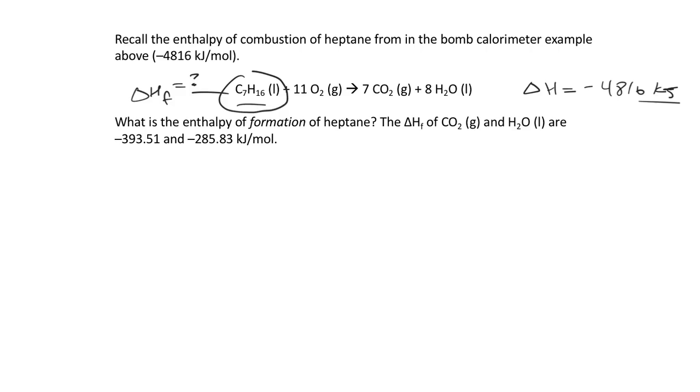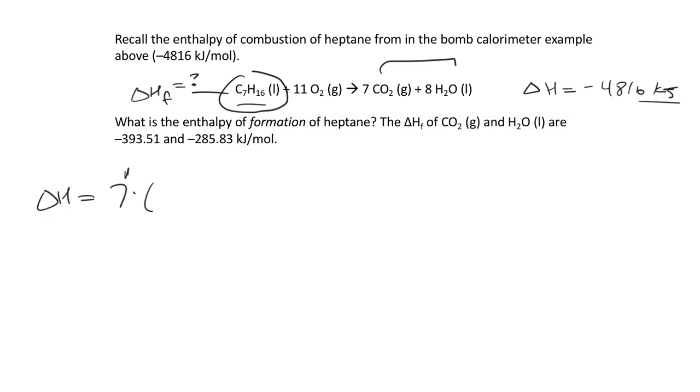So this problem here is basically saying, if you know the delta H of the reaction, and you know all but one of the delta HFs, can you solve for the delta HF? Of course we can. So what we're going to do here is set up our delta H of reaction as being equal to the products minus the reactants. So I'm going to have 7 times the delta HF of CO2.